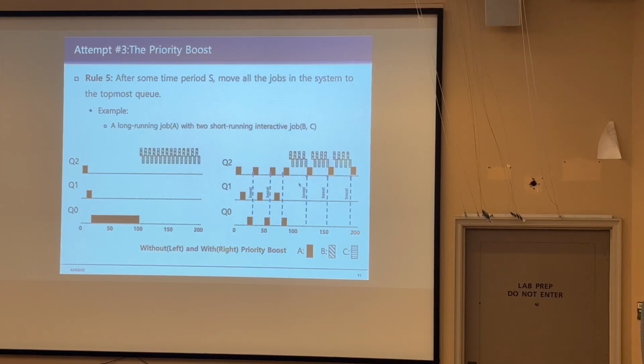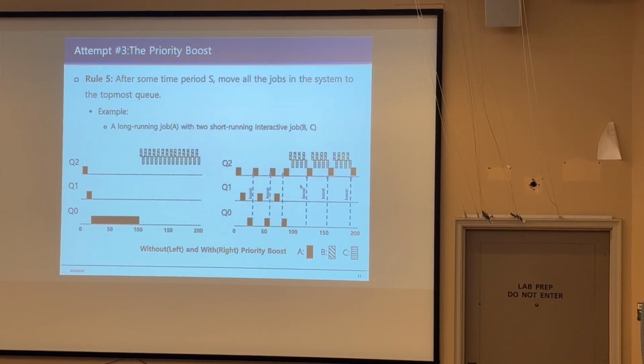Now, on the right-hand side, with rule 5, things change. Anyone want to give a highlight of how things change with rule 5? I think it's straightforward following. Yes.